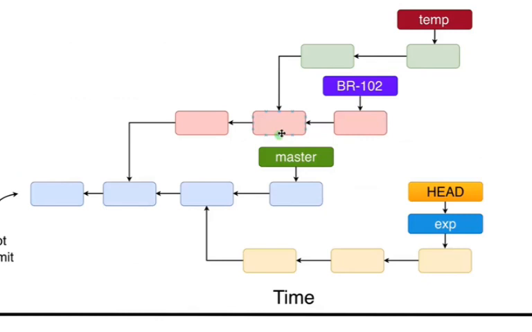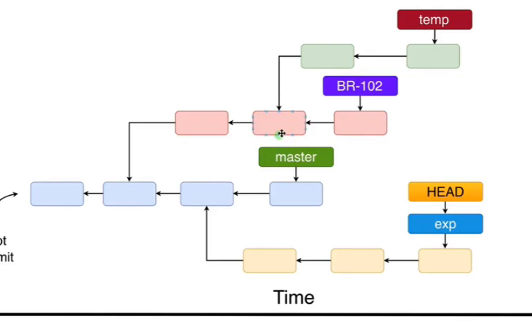BR102 is a new branch with these commits, like the pink ones, and temp is two commits, where HEAD is a pointer to the experiment. The master branch is the main branch, and inside that master branch, at every instance, this is the whole history of our project. BR102 is a history, and temp is also a small history.